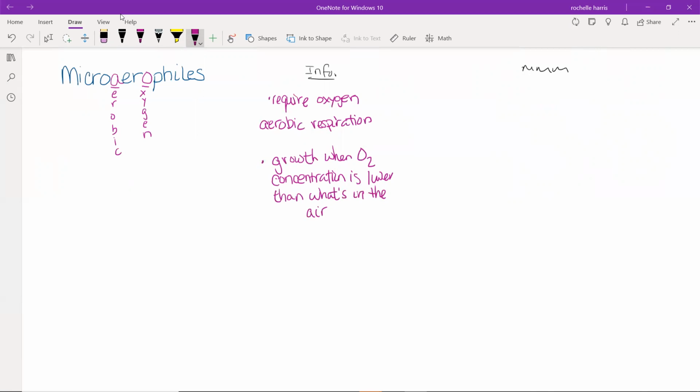And then again, you can do your micro mind map, and you see what happens when oxygen is present. There's aerobic respiration. And that the oxygen has to be lower, so lower O2 than what's in the air.